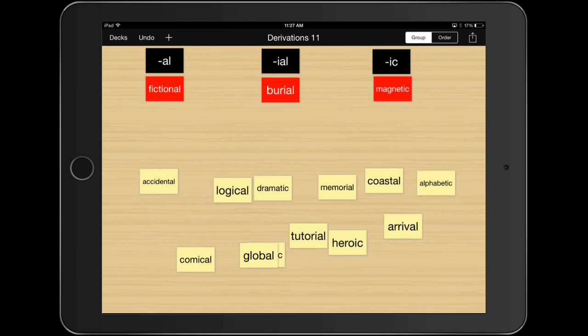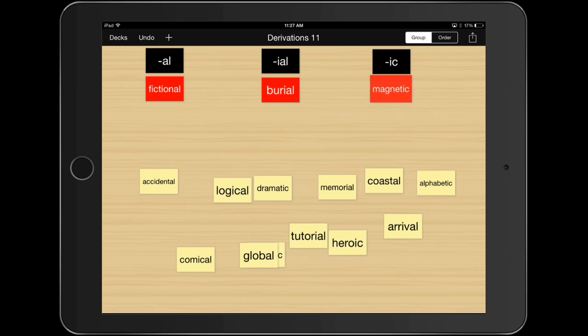What is a burial? If you don't know the meaning of the word or you don't know the part of speech, be sure to look up these words on wordsmith.net. Also record the meanings of these words that you don't know in your word study notebook.